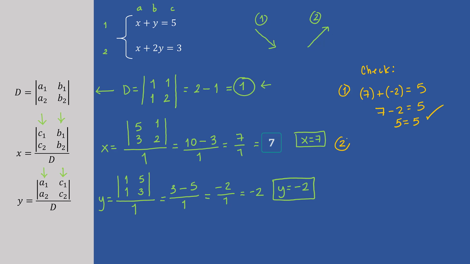Now to check with our second equation, it says that x, 7, plus 2 times the value of y, which is minus 2, should be equal to 3. 7, positive 2 times negative 2, positive times negative, negative. 2 times 2, 4, equals 3. And 7 minus 4 is 3, which is equal to 3. We are correct. Okay, so our solution by determinants is pretty straightforward. We only have to identify where each number goes and follow the formula.